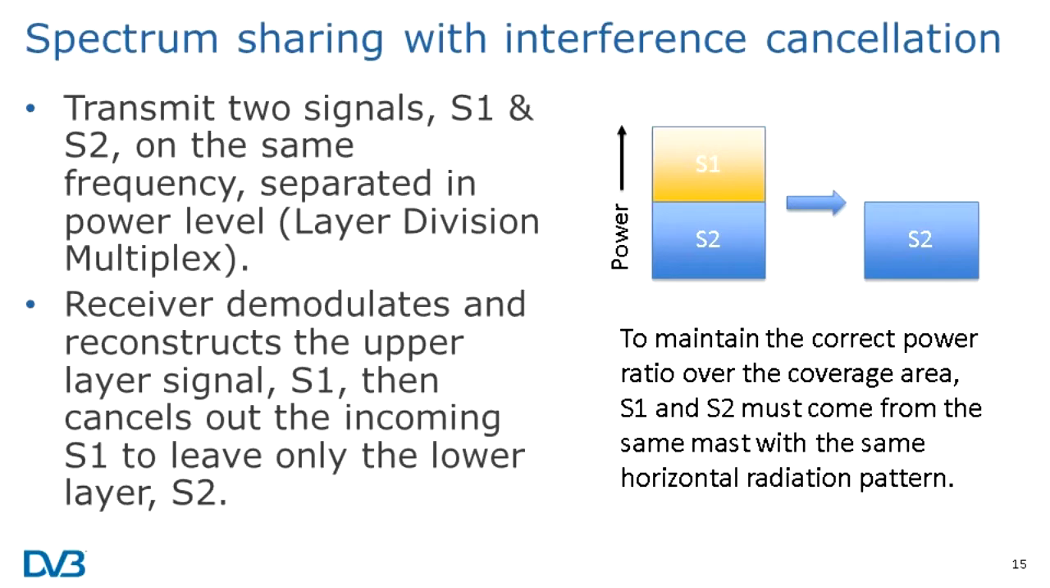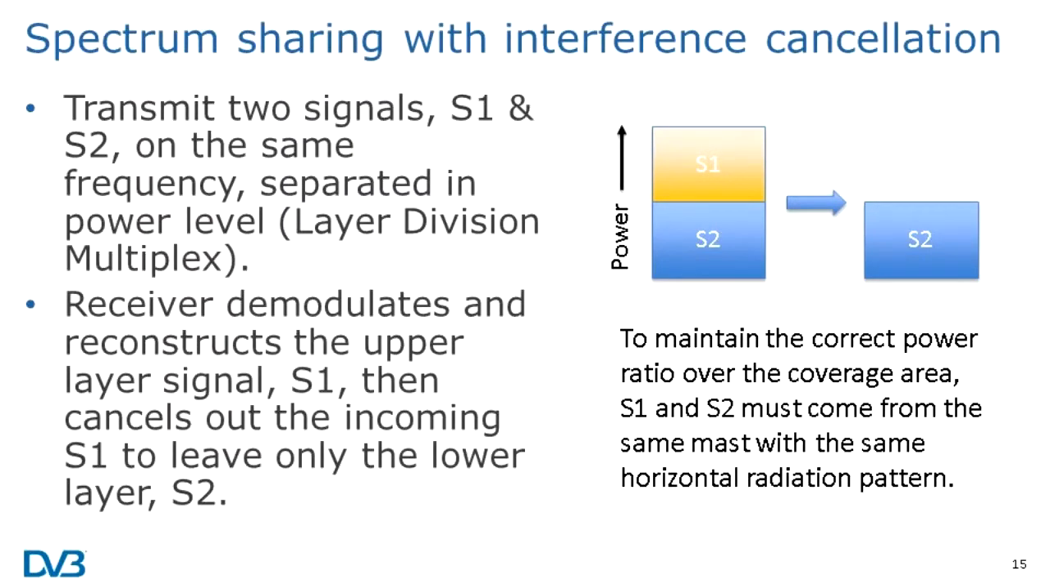One last feature that some people got quite excited about is this ability to share spectrum by using an interference cancellation process. Imagine that we've got two signals here, S1 and S2, that are transmitted at different power levels. So S1 is the higher power of the two. And let's say that it needs a 5 dB carrier to interference ratio to be able to be demodulated. And let's say you transmit S2 8 dB down on S1.